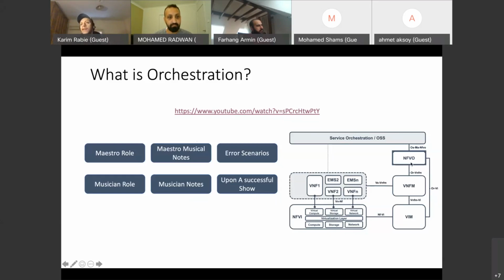NFVO called NFV inventory. Once the VNF or network service is deployed, the NFVO updates the records saying, okay, this network service is deployed, it corresponds to these VNFs, and these VNFs correspond to these virtual machines, and hopefully at some vendors, these virtual machines correspond to these bare metal servers or hosts. So that was just a quick analogy of the role of orchestration, from an orchestra or opera orchestra.